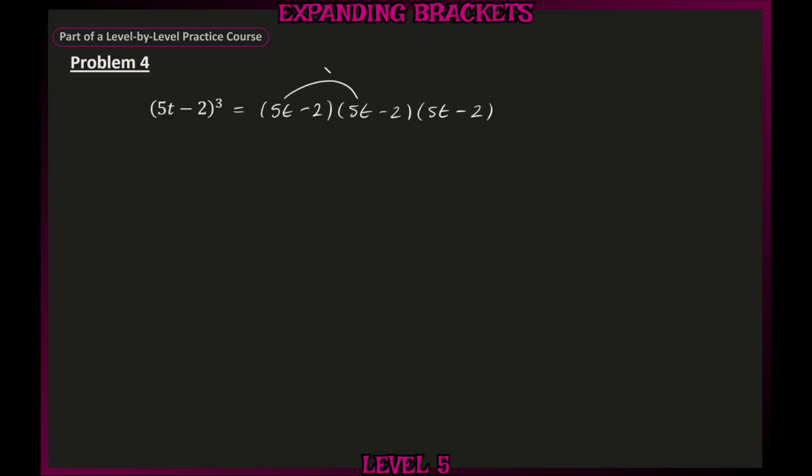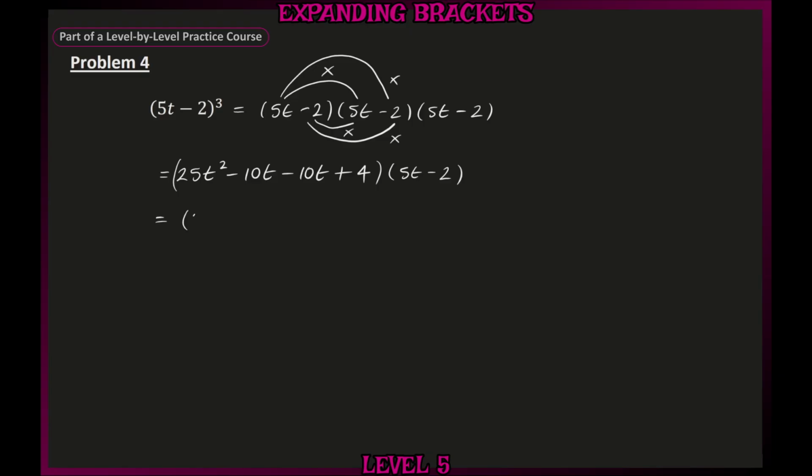So we have 5t multiplied by 5t. Well, 5 times 5 is 25, and t times t is t squared, so we have 25t squared. 5t multiplied by minus 2 gives us minus 10t. Minus 2 multiplied by 5t is again minus 10t, and minus 2 multiplied by minus 2 gives us a positive 4, because two minuses multiply to make a positive. Now this needs to stay in a bracket with the 5t minus 2 after it, because they still need to be multiplied. Before we do the multiplication, again what we're going to do is simplify.